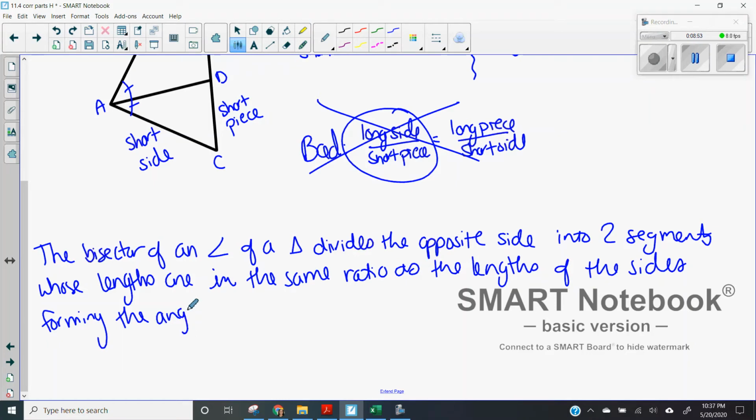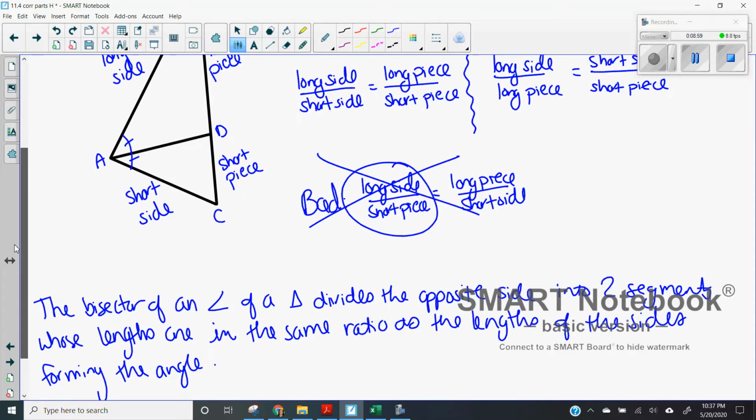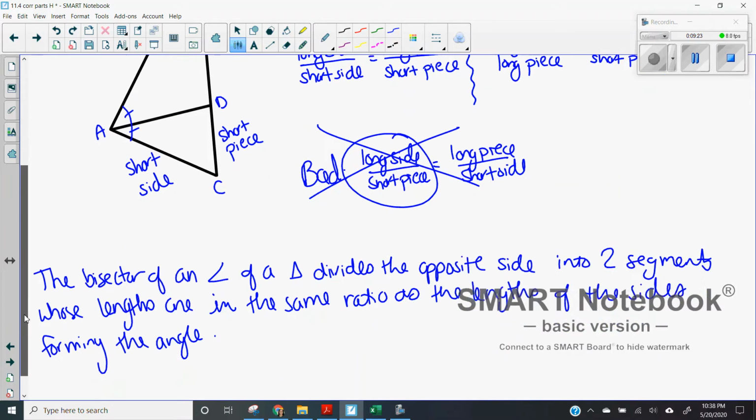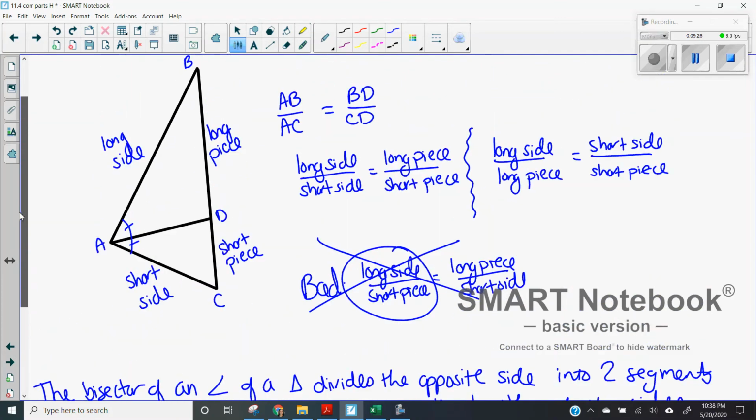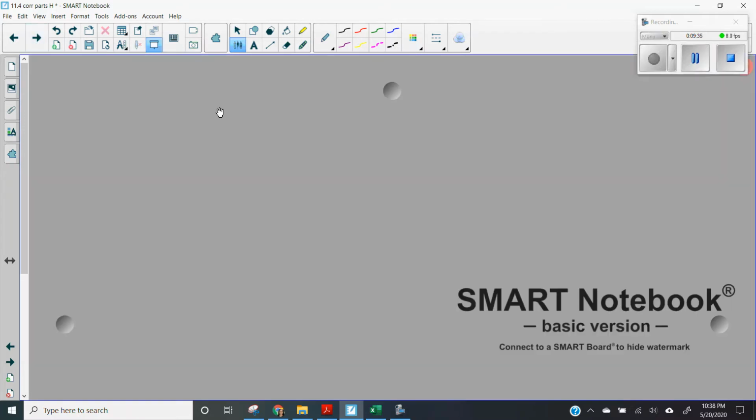The way we're reading this conjecture follows the first proportion we set up. The bisector of an angle divides the opposite side into 2 segments, a longer piece and a shorter piece, whose lengths are in the same ratio. So the long piece to short piece ratio is the same as the lengths of the sides that make up that angle. That was angle A we're referring to here. So that's long side to short side. If these proportions are helpful, great. We're being very thorough. Okay, so now let's try practice problem number 2.